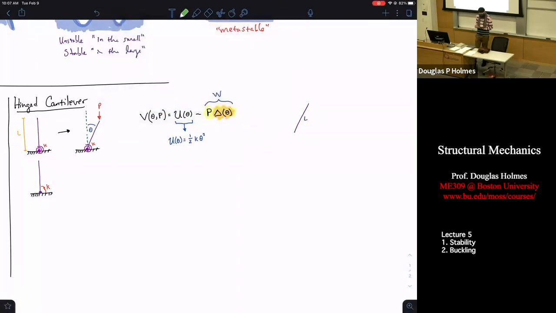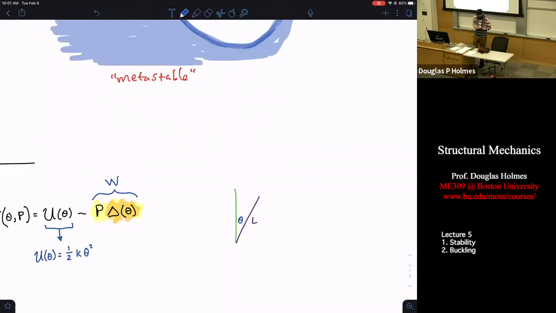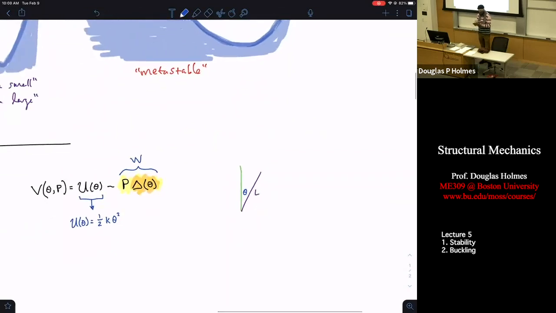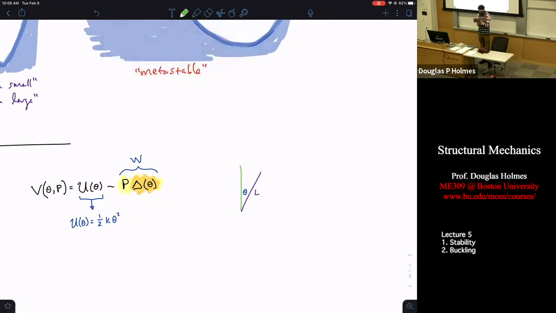So this length was L. That's where it was initially. So my rotated cantilever went from the green state to the purple state. It rotated by an angle theta. And what we're interested in is the vertical deflection. So what I mean by that is, how much did it go down?